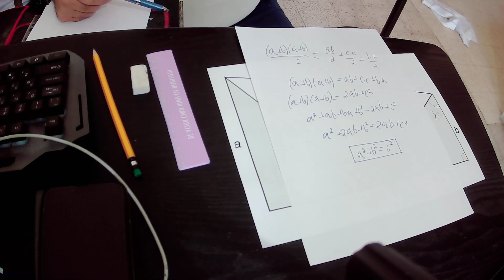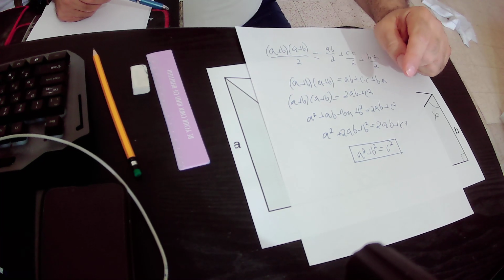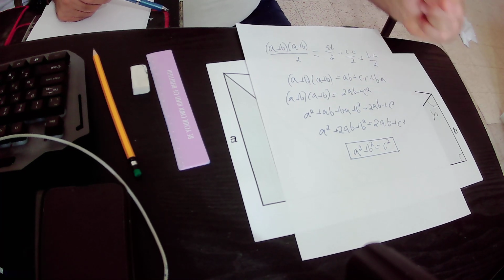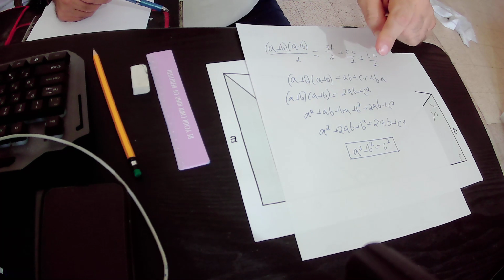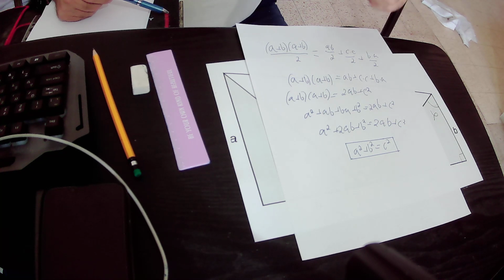Again, the square of the hypotenuse is equal to the sum of the squares of the perpendiculars. C squared equals A squared plus B squared.